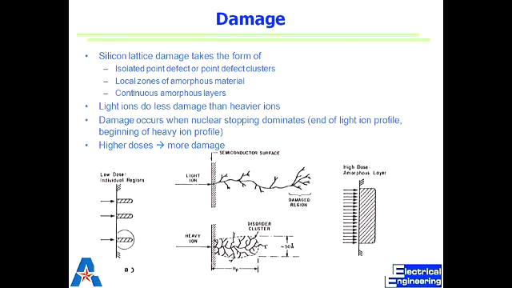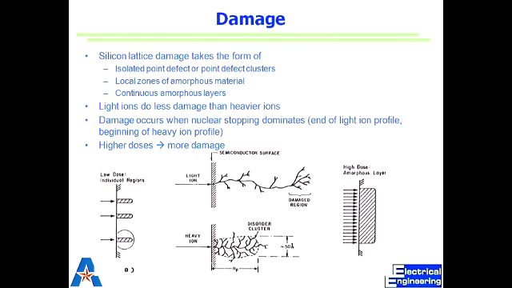And there's more damage when nuclear stopping dominates, and we know that's a mass phenomenon, right? Nuclear stopping happens when there is energy transfer due to collision, and not just because of electrostatic transfer. This happens at the end of the light ion profile and the beginning of the heavy ion profile. So we know that nuclear stopping is dominant when the light ions finish their trajectory, and for heavy ions at the very start.